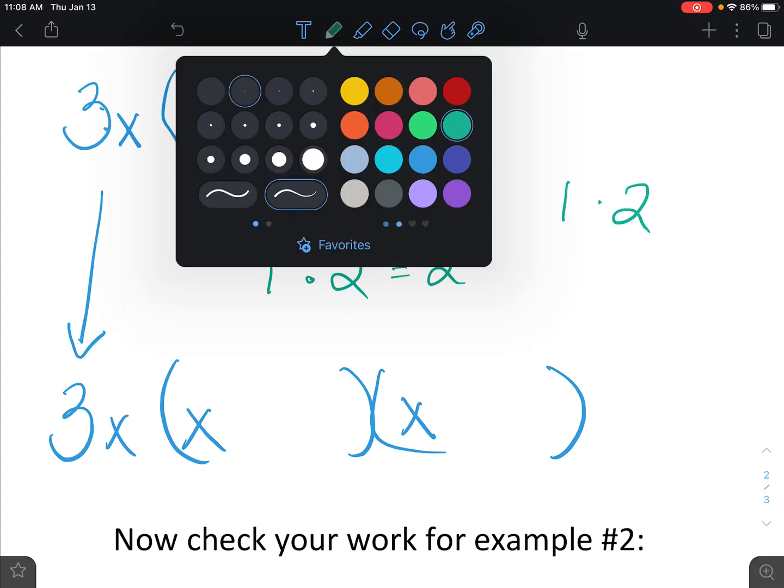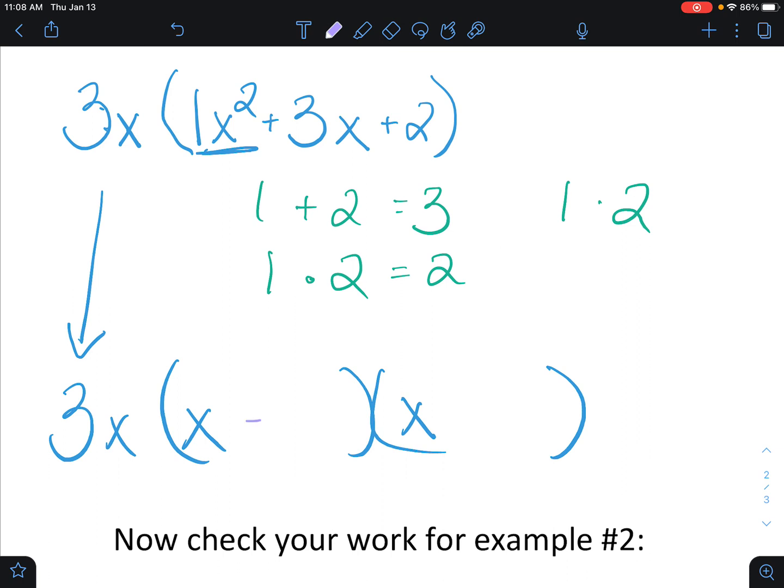So I'm going to just bring those down. So I have x plus 1 and x plus 2. It does not matter what order you write them in. If you flip-flop them and put 2 here and 1 here, that's totally fine.